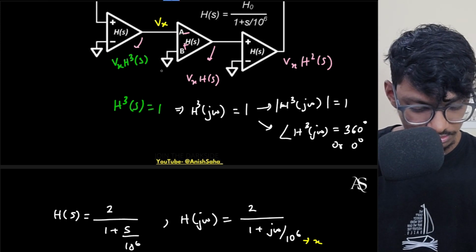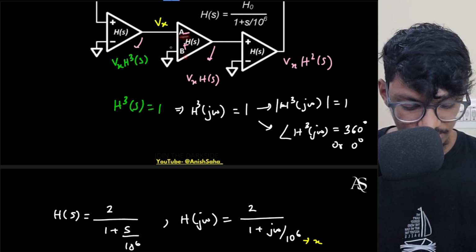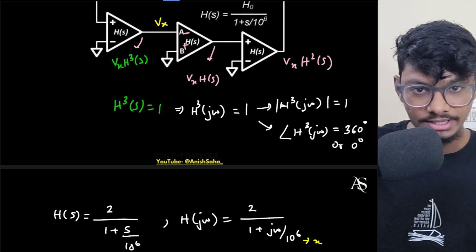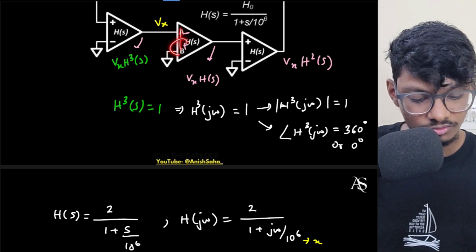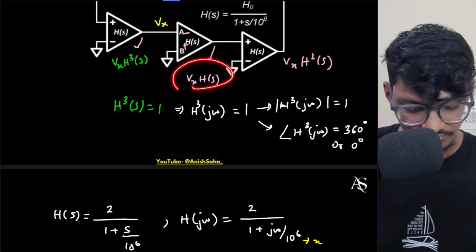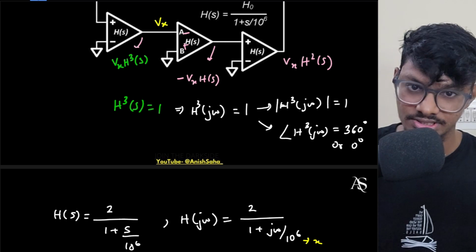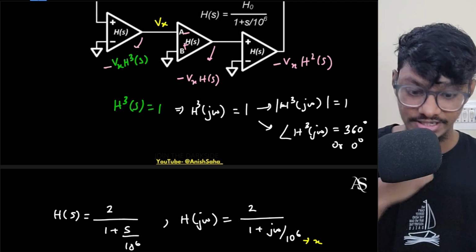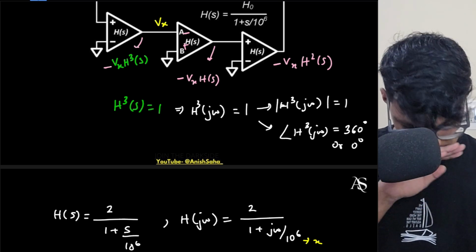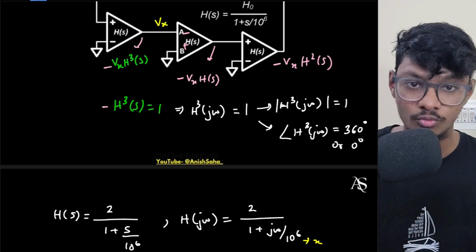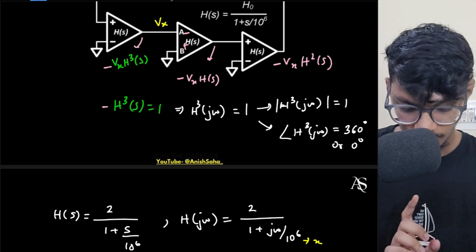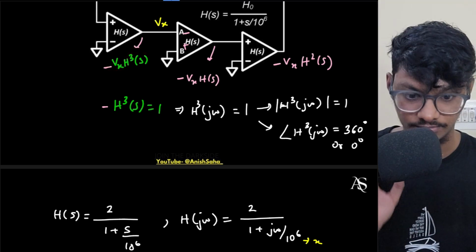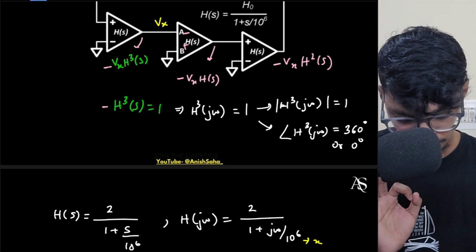Now, if this is minus and this is plus, then the output of the op-amp is VD into AD, right? The differential voltage, where positive comes first. So this will actually be negative. So this will become minus Vx h, and this will become minus Vx into h square. This will be minus Vx into h cube. So what I can say, my negative of h cube must be equal to 1, right? Because the transfer function is minus h cube this time. Do remember, please keep this in mind.